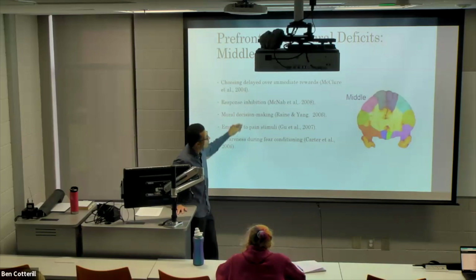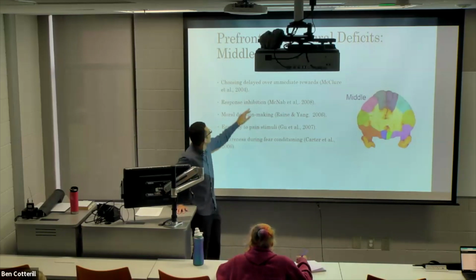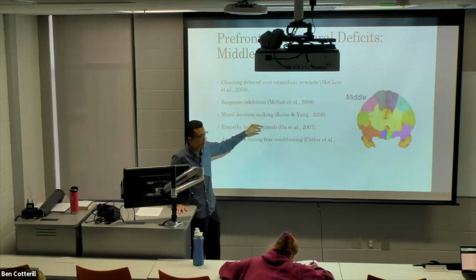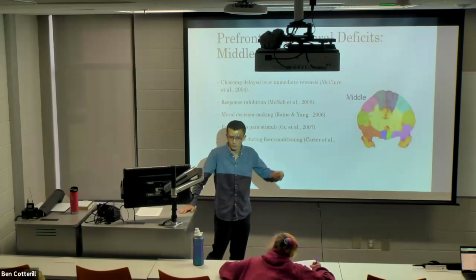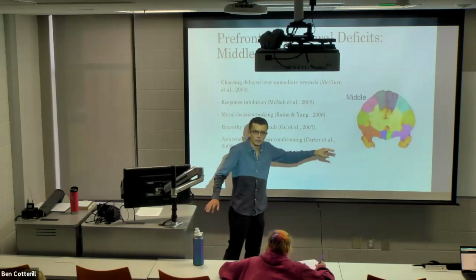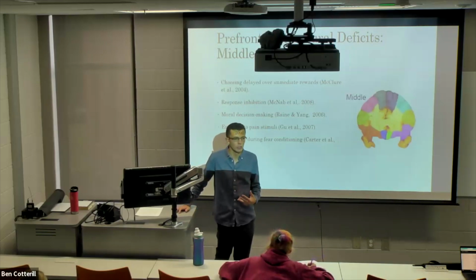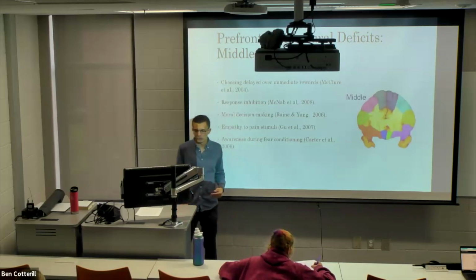Response inhibition, well, we know that antisocials are more impulsive, okay? Choosing to delay immediate gratification in order to get a greater reward further down the line. Again, not surprising that that would be impaired, right? Antisocials, criminals are typically more impulsive, looking for immediate gratification, okay, not really looking at the long term.